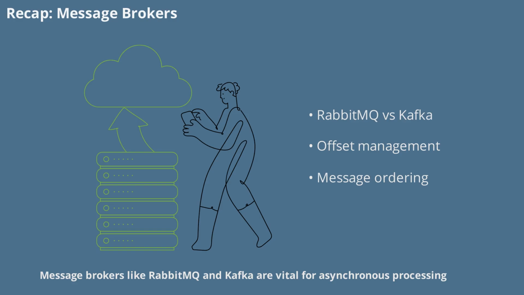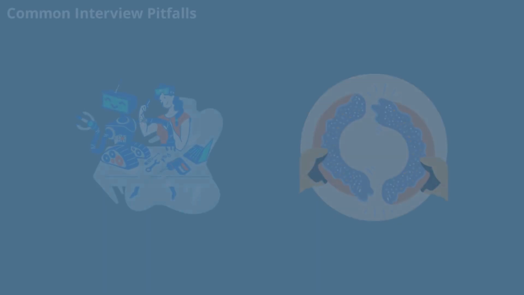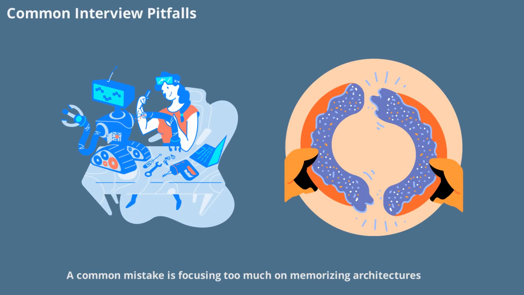Message brokers like Kafka are vital for asynchronous processing. Choosing the right tool, handling offsets and idempotency, dealing with poison messages, and ensuring message order are all about building resilient and scalable systems.